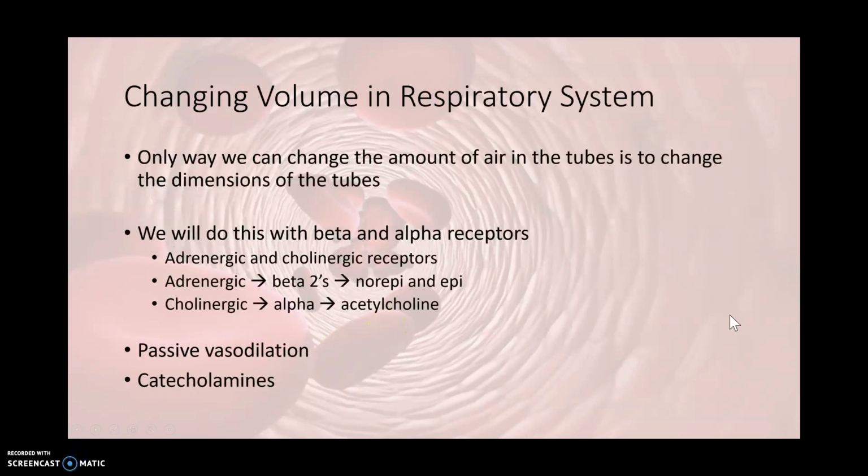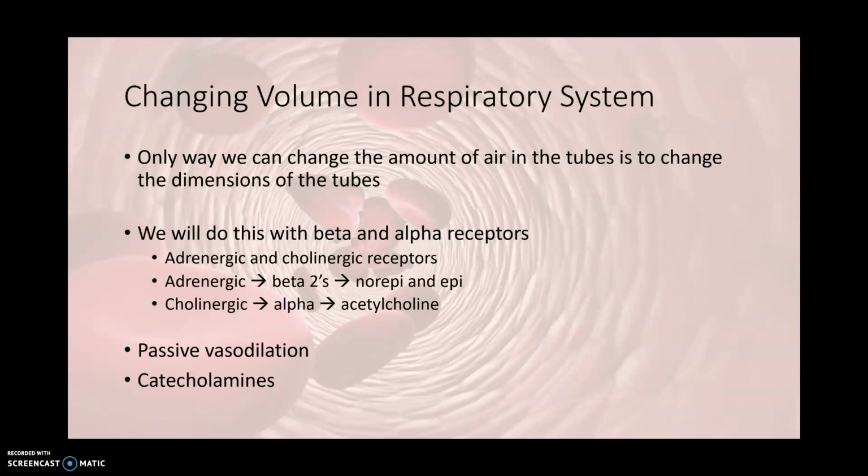Okay, so let's talk about changing volume in the respiratory system. The only way we can change the amount of air in the tubes is to change the dimensions of the tubes, right? Just like blood flow, we increase or decrease the luminal size. It's the same thing with our respiratory system with regards to air getting in and out of the lungs.